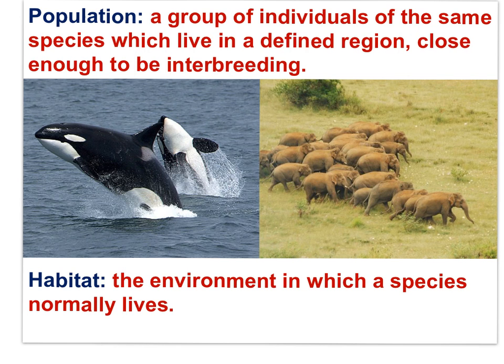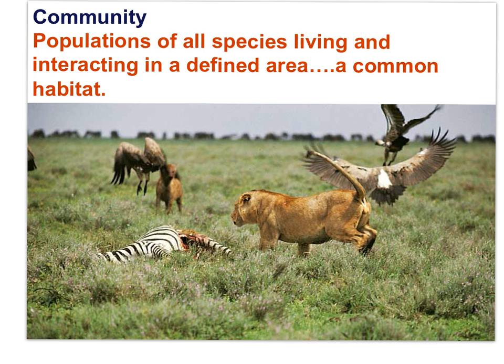Now let's move to some definitions. A population is a group of individuals of the same species which live in a defined region close enough to be interbreeding. Here's a population of killer whales, or Orcinus orca, in the open ocean biome, and a population of African elephants in the savanna biome. The savanna is the habitat, the environment, in which the African elephant normally lives.